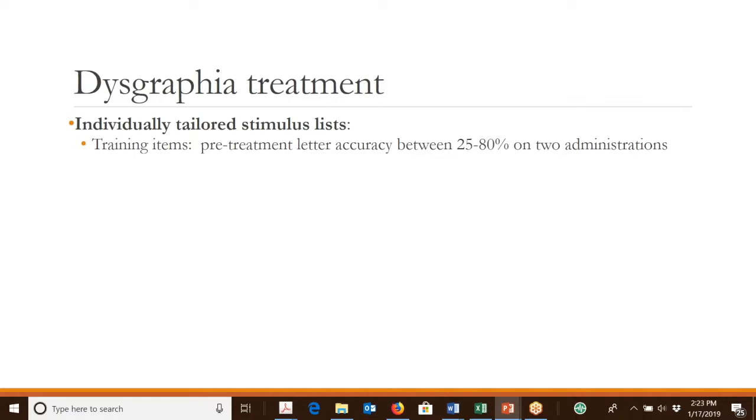So we're interested in understanding how the brain changes as a result of recovery. Presumably, the treatment is going to induce some recovery. In our dysgraphia treatment, we have individually tailored stimulus lists. Each individual has a list of 40 training items, and these items were selected such that before treatment, letter accuracy was between 25 and 80% on each word on two successive administrations. This is an attempt to have people working in a relatively similar range of difficulty.